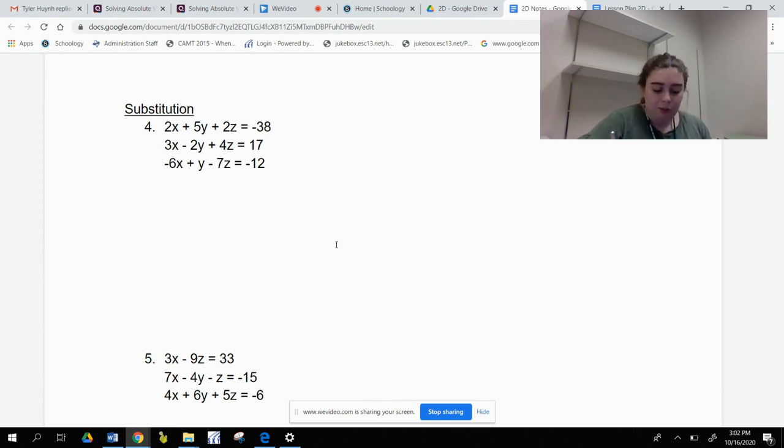All right, so we're looking at substitution now. So it's kind of the same thing, we're going to narrow it down to be a 2x2 system instead of 3x3, so that it's easier to solve, okay?